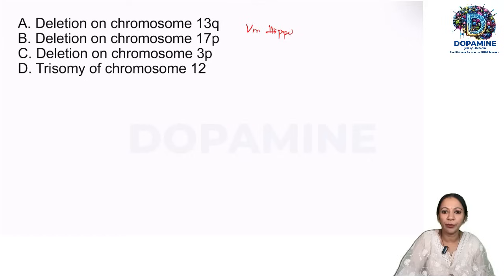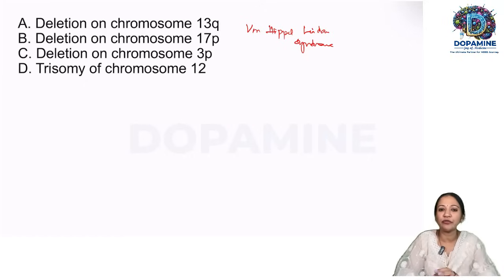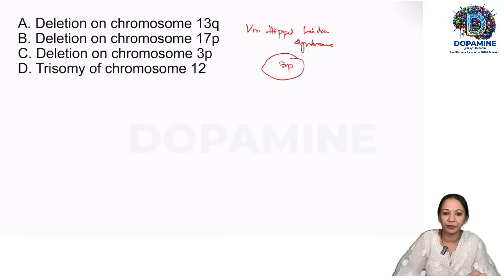Von Hippel-Lindau syndrome. So here the question is not straightforward. They are asking what is the mutation in von Hippel-Lindau syndrome. So what is the mutation? It is deletion on chromosome 3p. So the right response is deletion of chromosome 3p in von Hippel-Lindau syndrome.